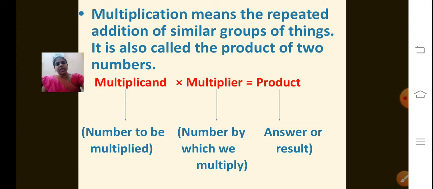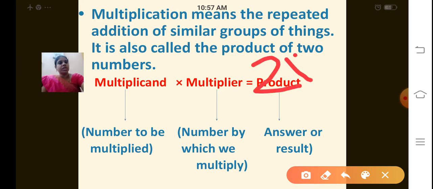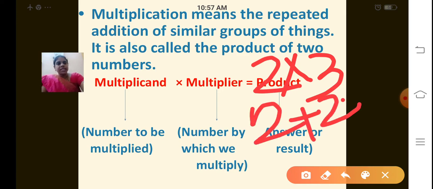I'll tell you one example. Now let's take the number 2 into 3. What does it mean? You're going to add 2 three times. So 2 plus 2 plus 2. It is the repeated addition of similar group of things. So we are going to add 2 how many times? 3 times. 2 plus 2 plus 2, so 6. 2 into 3 is 6. So this is multiplication.